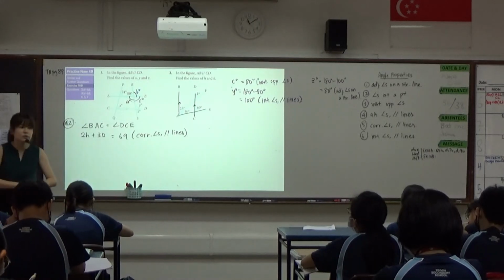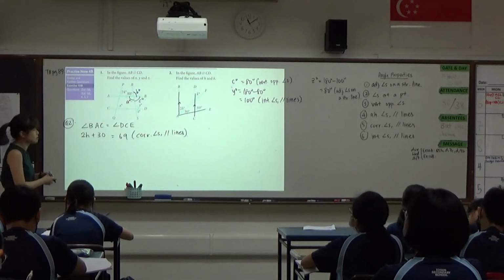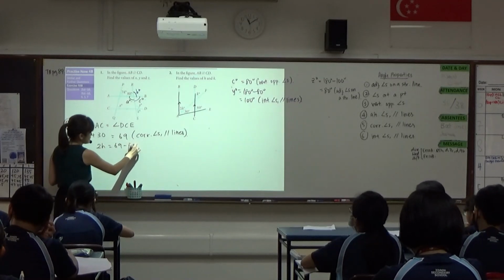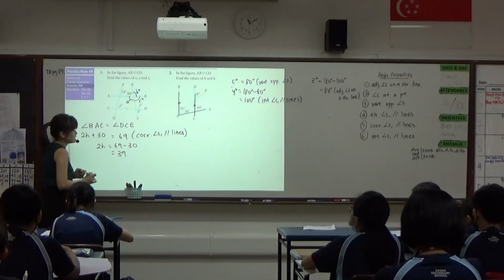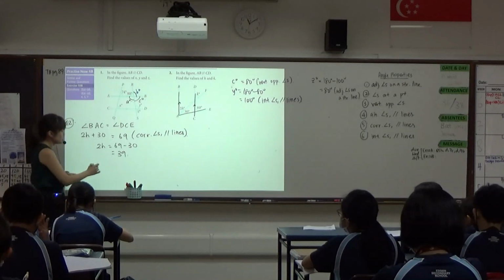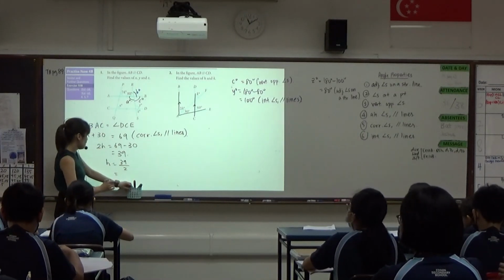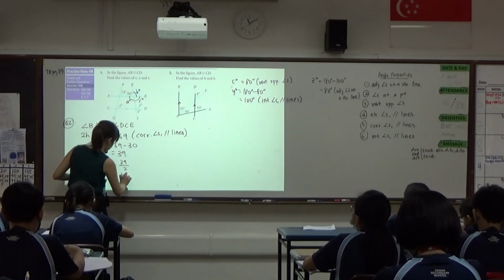Then we proceed to actually solve it. So this is about solving an equation now. 2h equals 69 minus 30. That will give us 39. And h will then be equal to 39 divided by 2, and that will give us 19.5.